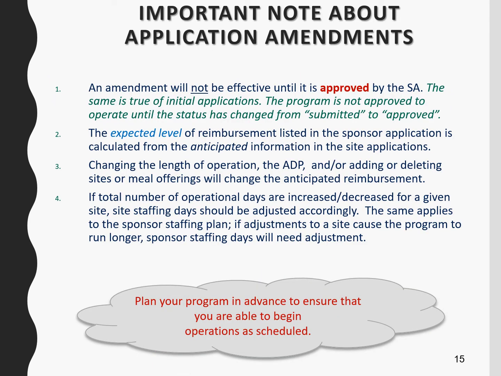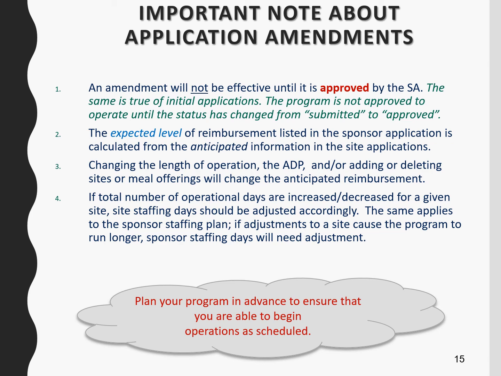Here's an important note about application amendments. Number 1. An amendment will not be effective until it's approved by the state agency. The same is true of initial applications. The program is not approved to operate until the status is changed from submitted to approved.